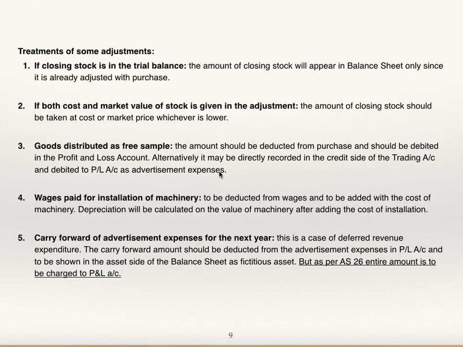Goods distributed as free samples is to be debited to profit and loss account as advertisement expenses, and there is a second effect: either it can be deducted from purchases or it can be credited to trading account. Wages paid for installation of machinery is to be deducted from wages and to be added with the cost of machinery. Depreciation will be calculated on the value of machinery after adding cost of installation.